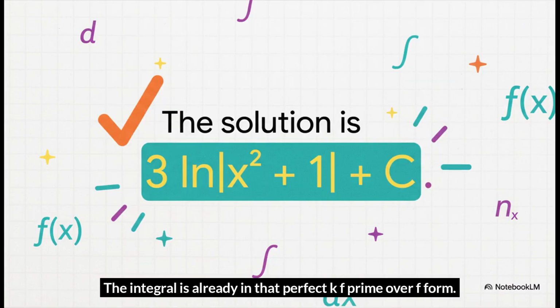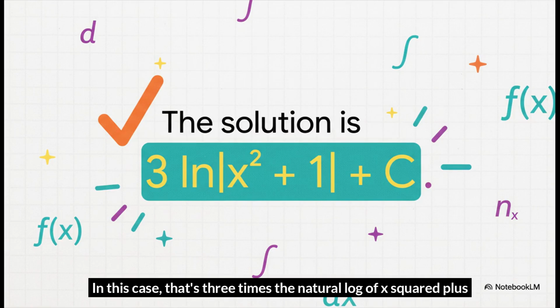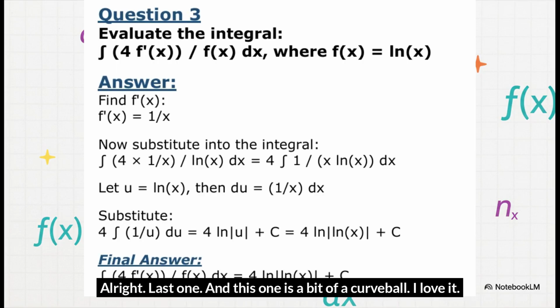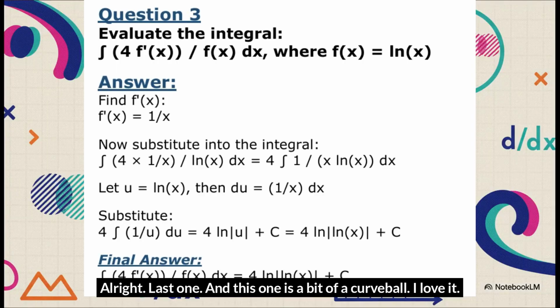And there you have it. The integral is already in that perfect k f prime over f form. So the answer is just k times the natural log of f of x plus c. In this case, that's 3 times the natural log of x squared plus 1 plus c. Nice and simple. All right, last one. And this one is a bit of a curveball.